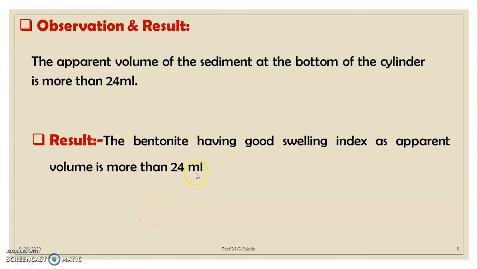So students, after performing the practical of determination of swelling power of bentonite, we found the observations here. The apparent volume of sediment at the bottom of the cylinder is more than 24 ml, approximately 30 ml. And here we can conclude the result for today's practical that the bentonite has a good swelling index, as it has an apparent volume more than 24 ml. As it has a good swelling index, that means the bentonite is of good quality with good absorption capacity.